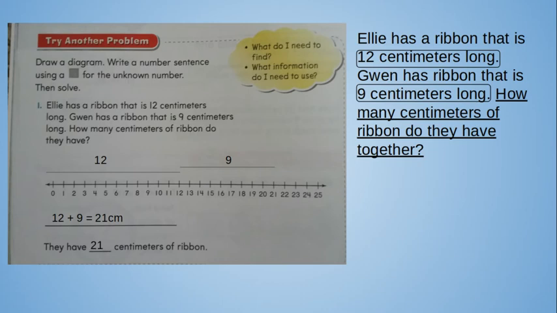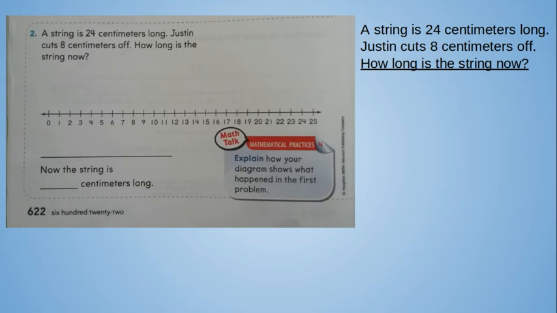Let's try our next problem. A string is 24 centimeters long. Justin cuts 8 centimeters off. How long is the string now? Let's read that one more time. A string is 24 centimeters long. Justin cuts 8 centimeters off. How long is the string now?